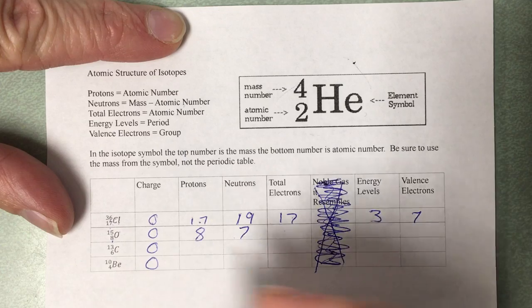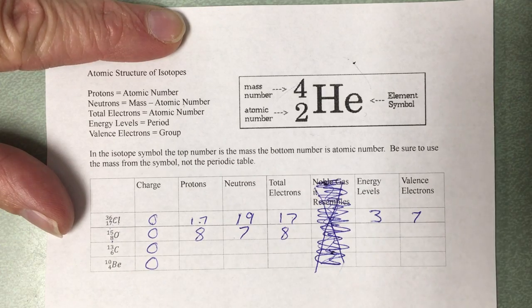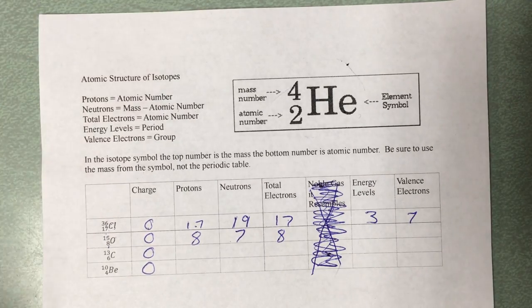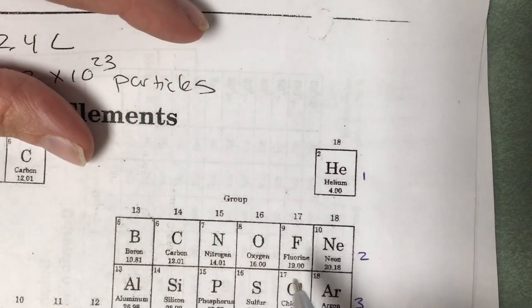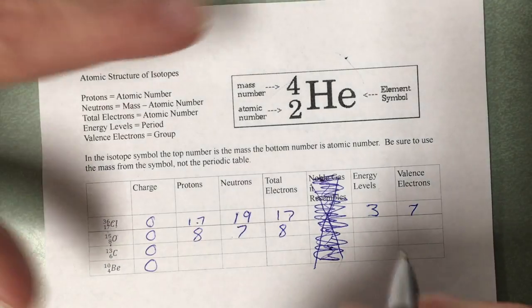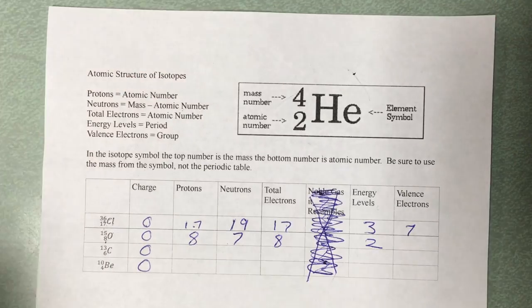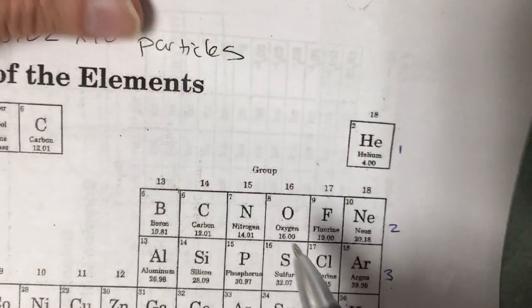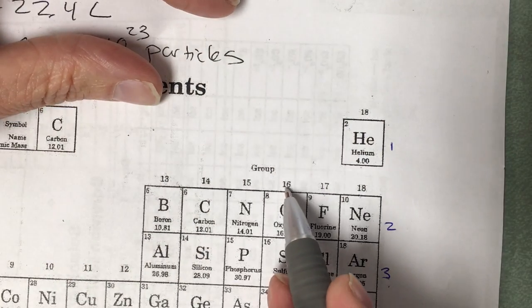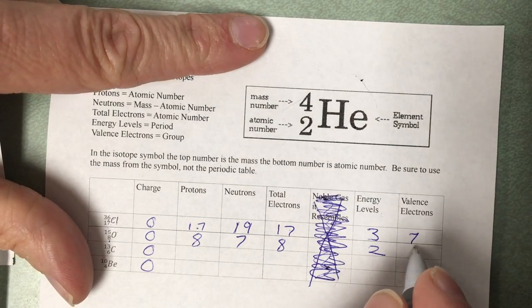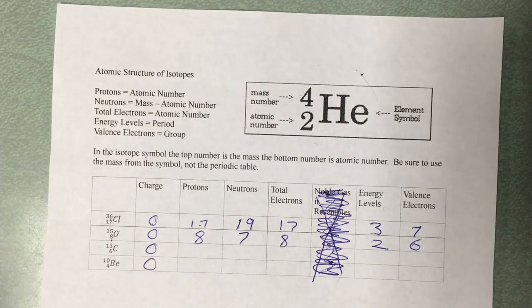Protons and electrons are still the same because this is a neutral atom. Energy levels are still period number. Oxygen's in period 2. And valence electrons are still based on the group number. Oxygen is 16. Drop the 1. We have 6.